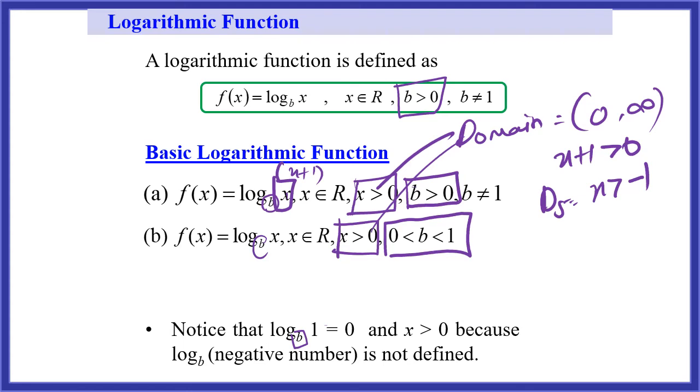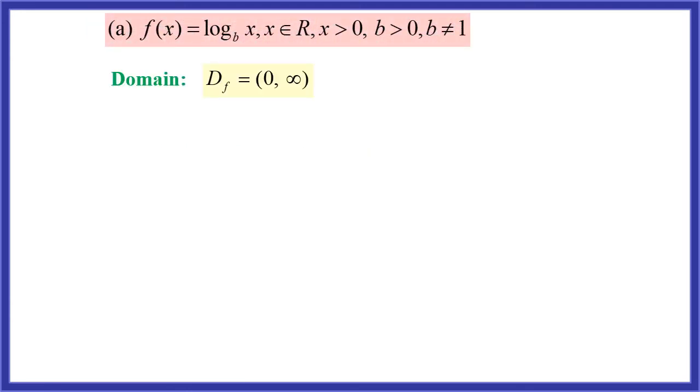Okay, let's see some examples. For f(x) equals log to the base b of x, where b is more than 1, the domain is 0 to infinity because x should be more than 0. It starts from 0, where 0 must not be included.